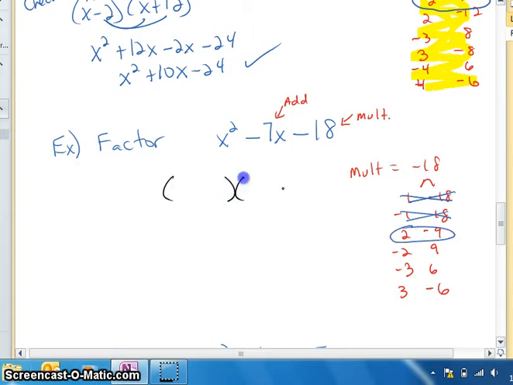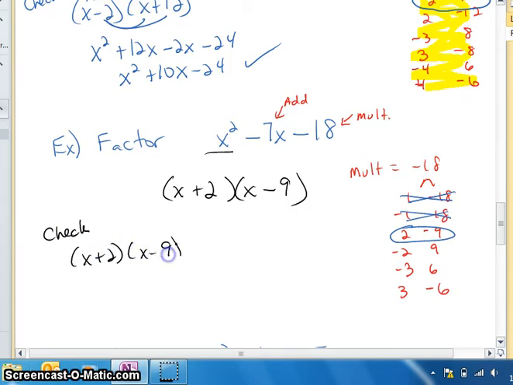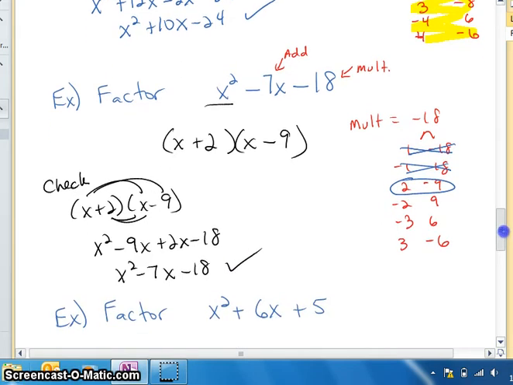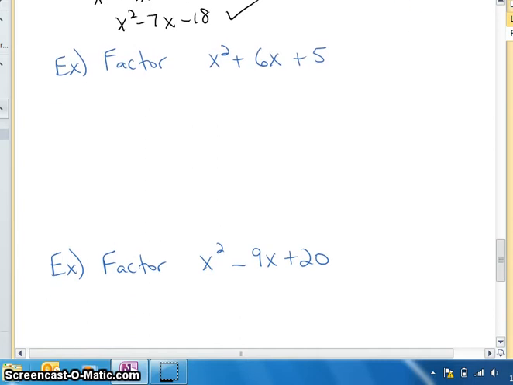So this becomes a binomial. To get x squared, I've got to have x times x. To get the negative 7x and the negative 18, I've got to have a positive 2 and a negative 9. And I can check it. X plus 2, x minus 9. Multiply, multiply. Done. I got the right answer. Okay, so now I want you to try these two. So pause the video, do these on a piece of paper, and bring them to class with you.